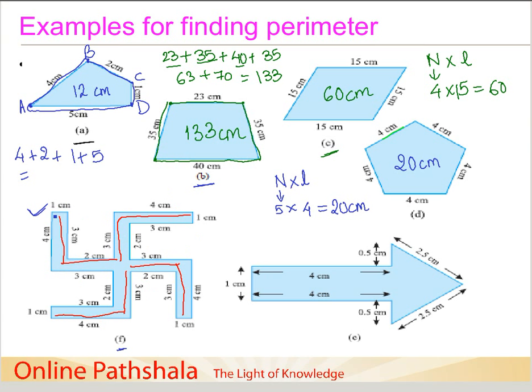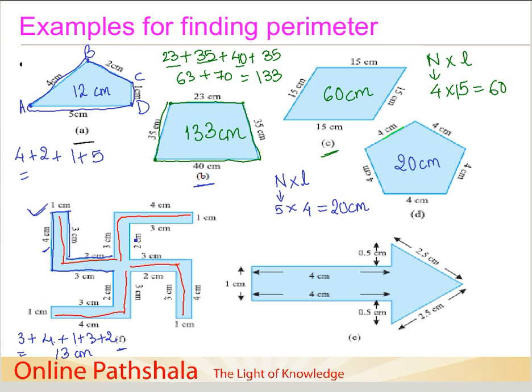So we have 1 centimeter, then we have 3 over here, we have 2. And on this side we have 4 and we have 3. So when I add these, we will be adding 3 plus 4 plus 1 plus 3 plus 2. 3 plus 4 is 7, plus 1 is 8, plus 3 is 11, and 11 plus 2 gives me 13 centimeter.